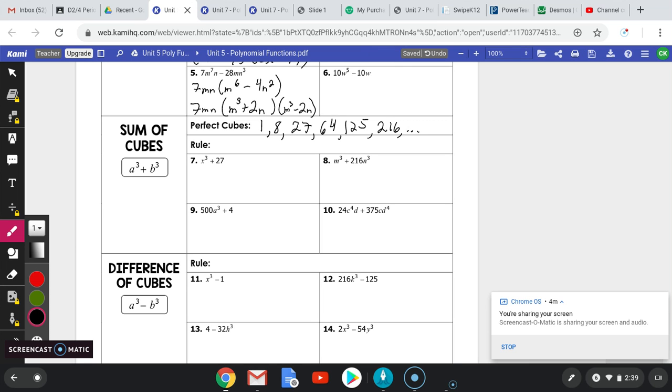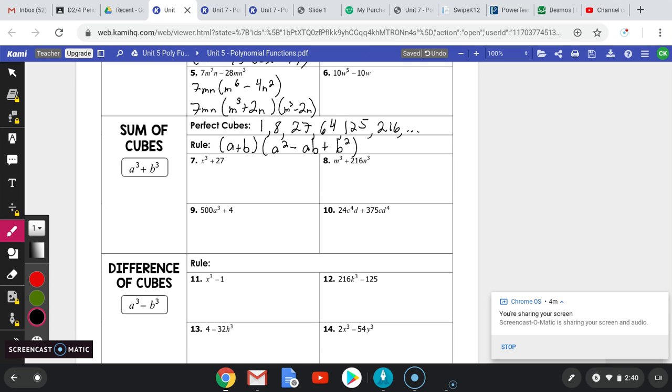So the rule for the sum of cubes, when it's in this form, a cubed plus b cubed, is this: it's (a plus b), that quantity, times the other quantity, a squared minus ab plus b squared. Okay. So how do I deal with the sum of cubes? How do I factor it out here?